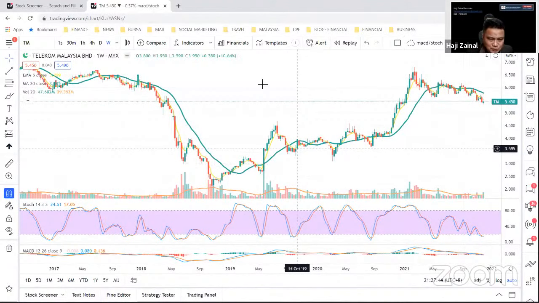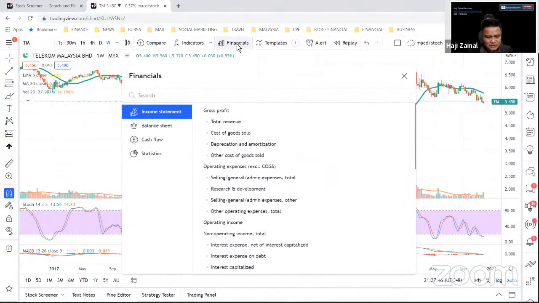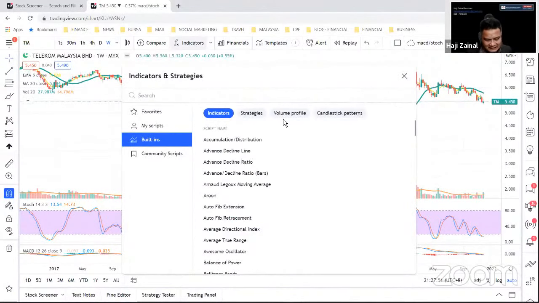So you ask me for the other indicators, but there are so many. Usually the one we use is the CCI. CCI is a leading indicator. Or you can use RSI, or stochastic. I personally use stochastic and MACD.